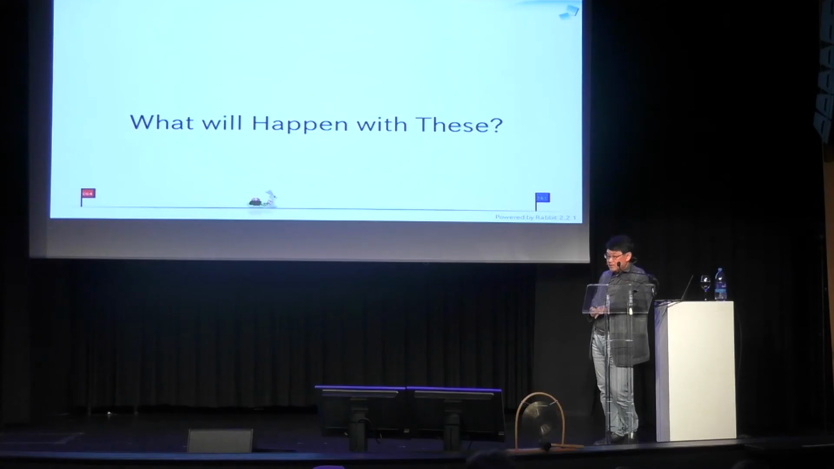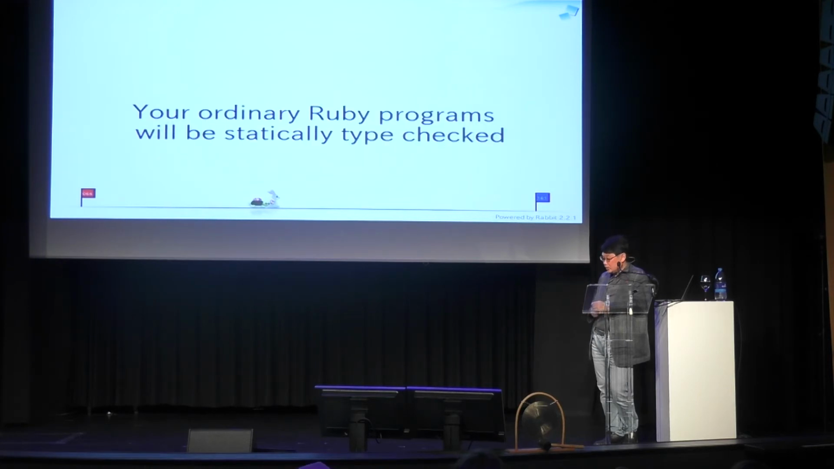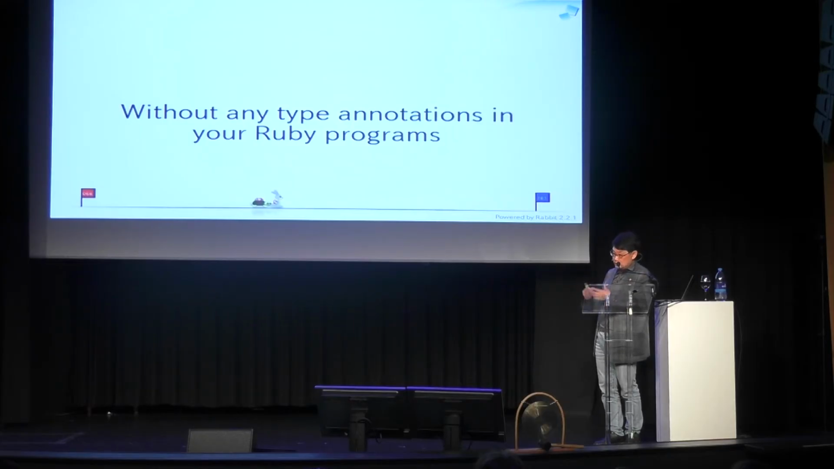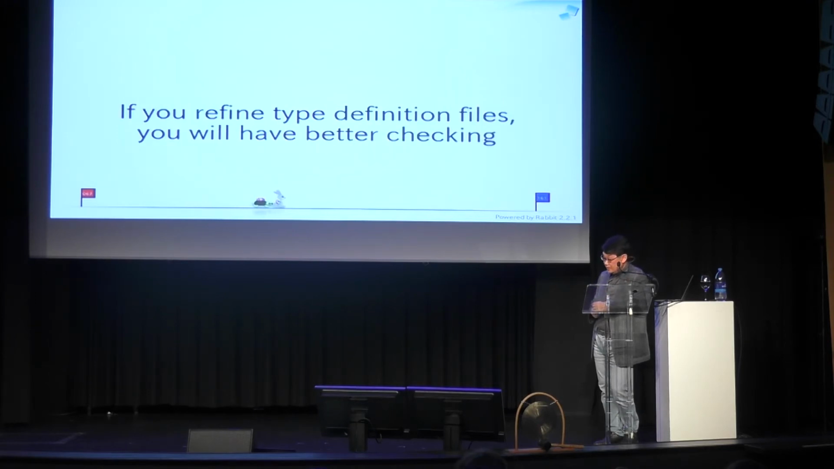So what will happen with those static type analysis components? Your ordinary Ruby programs will be statically type checked, without any type annotation in your Ruby program, so your existing Ruby program works as it is. You don't have to add any type declaration to your application. And if you refine type definition files, you will have better, more precise checking. Wouldn't that be cool?